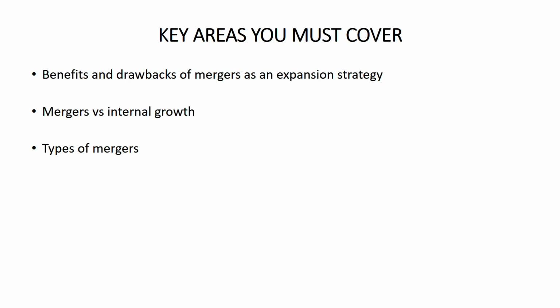Horizontal merger: same line of business, same stage of production. Vertical, backward means you are joining with the supplier, and forward means you're joining with the customer, the retailer. And the conglomerate merger is a diversification. It's two different, unrelated businesses.